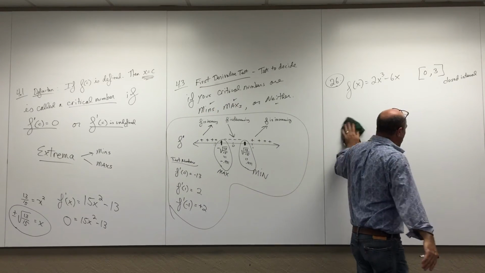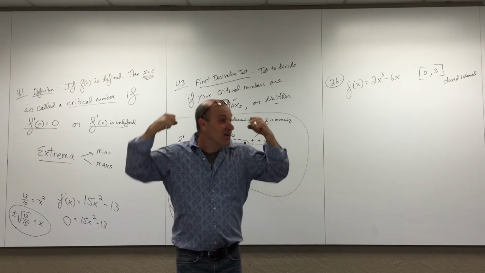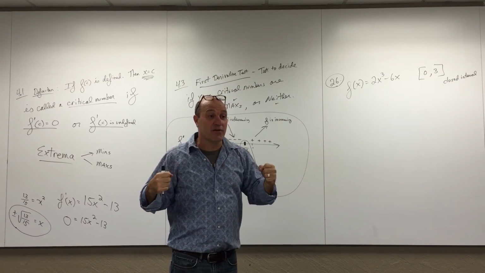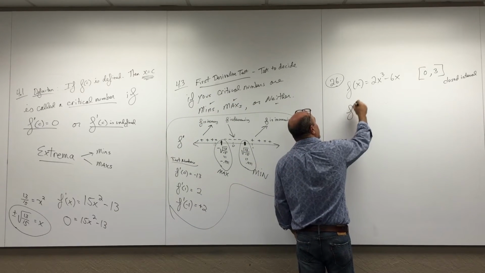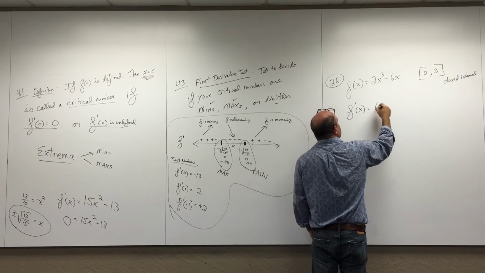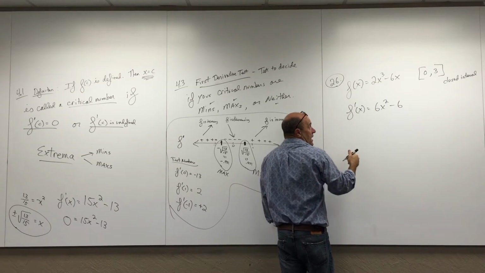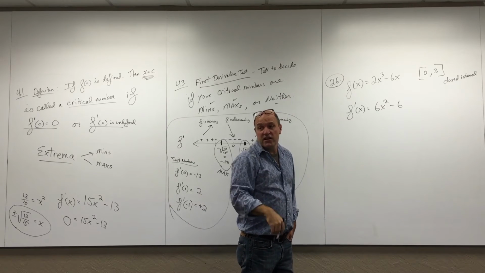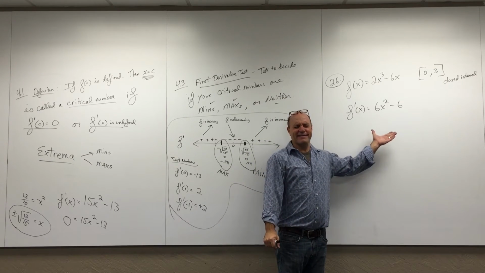Okay. Well, we know that a good candidate for mins and maxes is critical numbers. You need critical numbers first. So let's find critical numbers. How do you find critical numbers? Take the derivative. 6x squared minus 6. Do you agree? And when does it equal 0? Let me pause and ask this question: when is it undefined? Never.